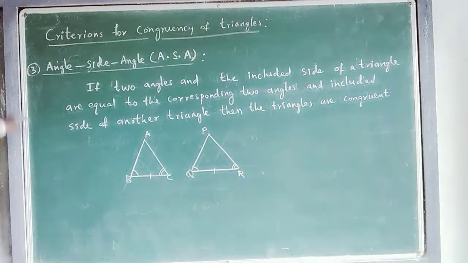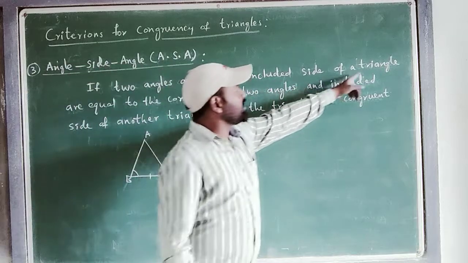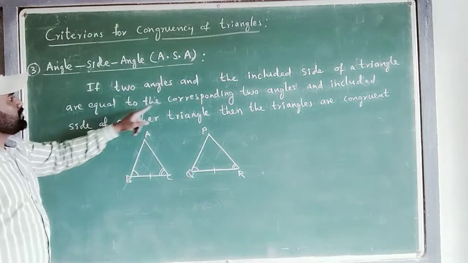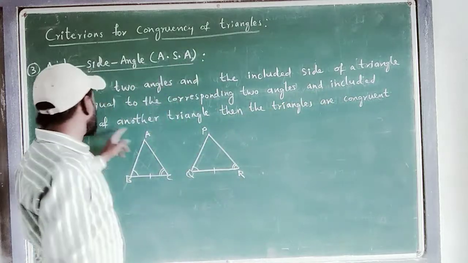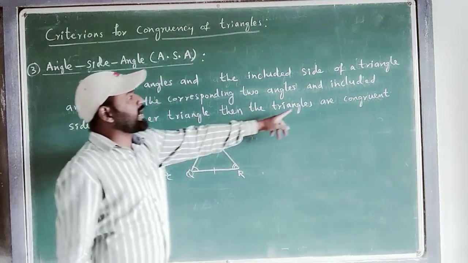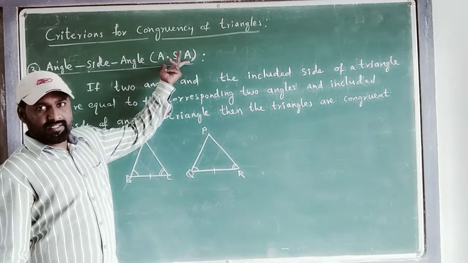See the next one, third, angle side angle. If two angles and the included side of a triangle are equal to the corresponding two angles and the included side of another triangle, then the triangles are congruent. Here the side is included by the two angles.